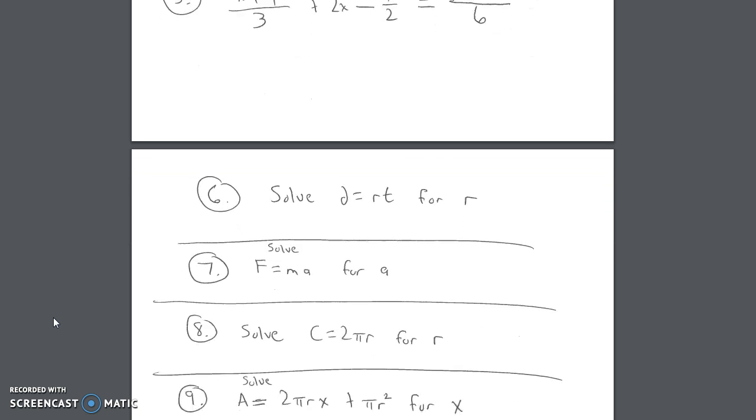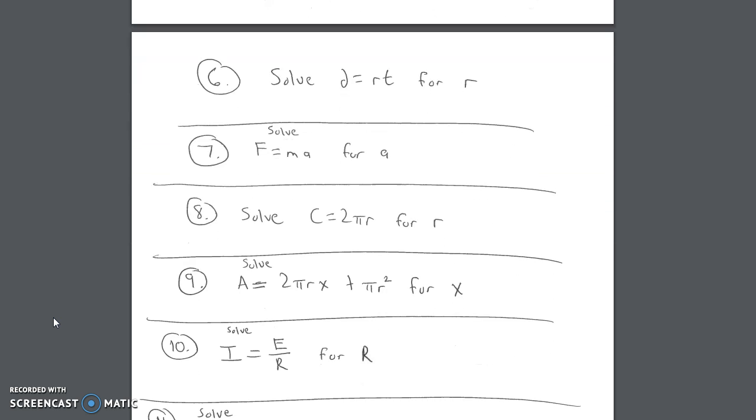Now for 6, 7, 8, 9, and 10, and several others, you've got to solve for a variable. Like on number 6, you've got to solve for R. And 7, you solve for the letter little a, and so on. So write these down. Hit pause. You'll probably need to hit pause.